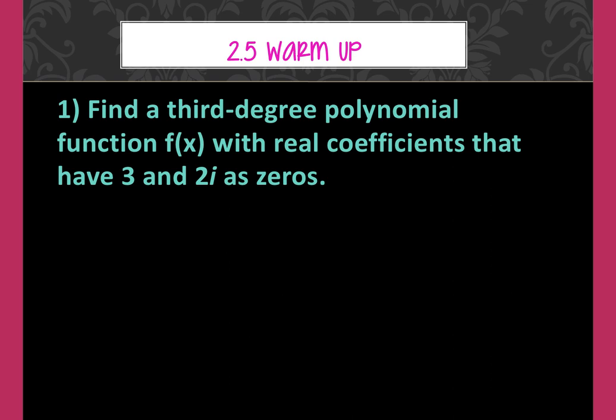So hopefully that's like a heads up, there's more than these two, okay? But also when you go to check your answer, you should be writing an x to the third as your first term. So if I have 3 and 2i as zeros, what else do you automatically know you have? Negative 2i. So I'd get x minus 3 and x minus 2i and x plus 2i.